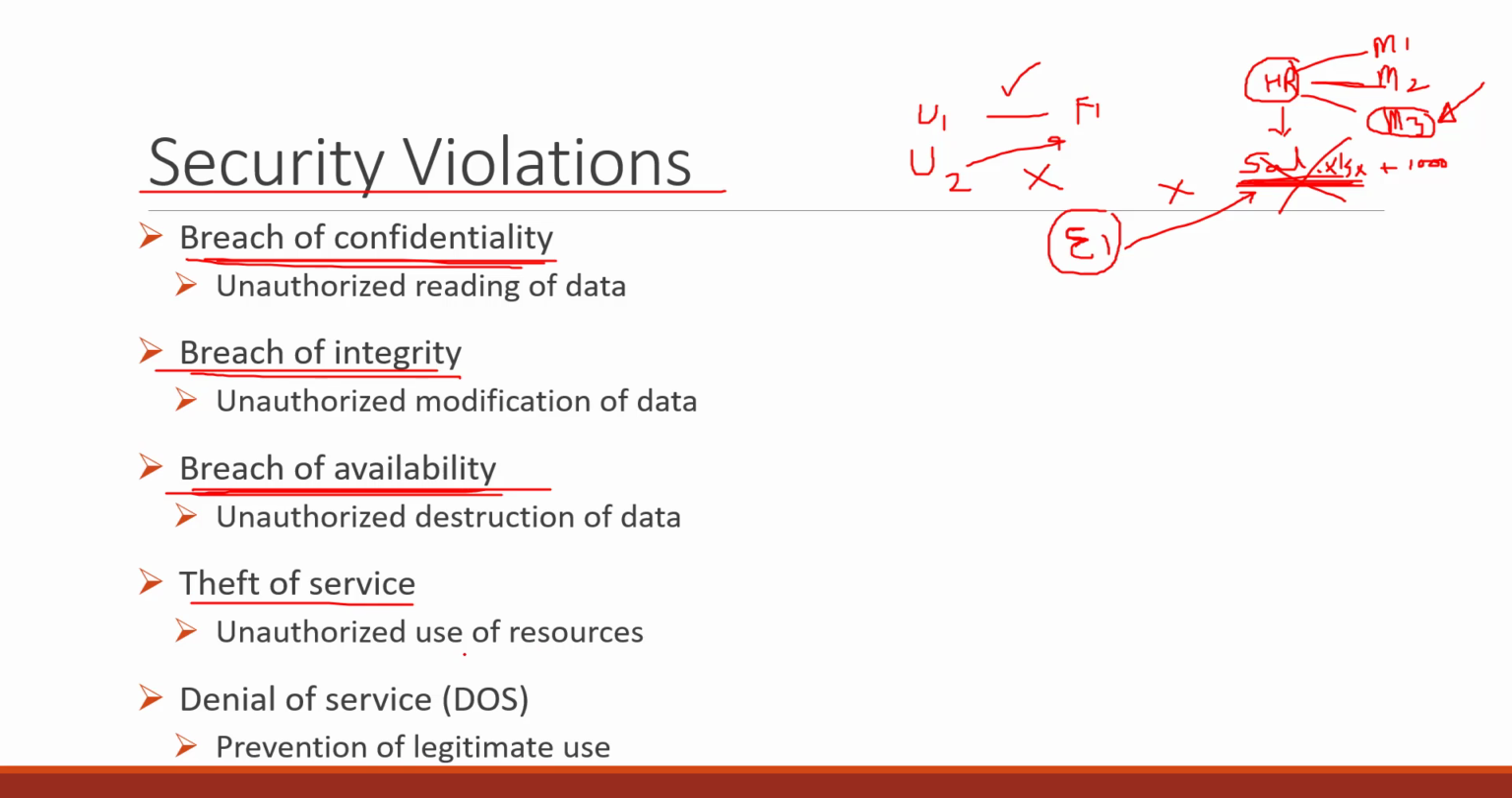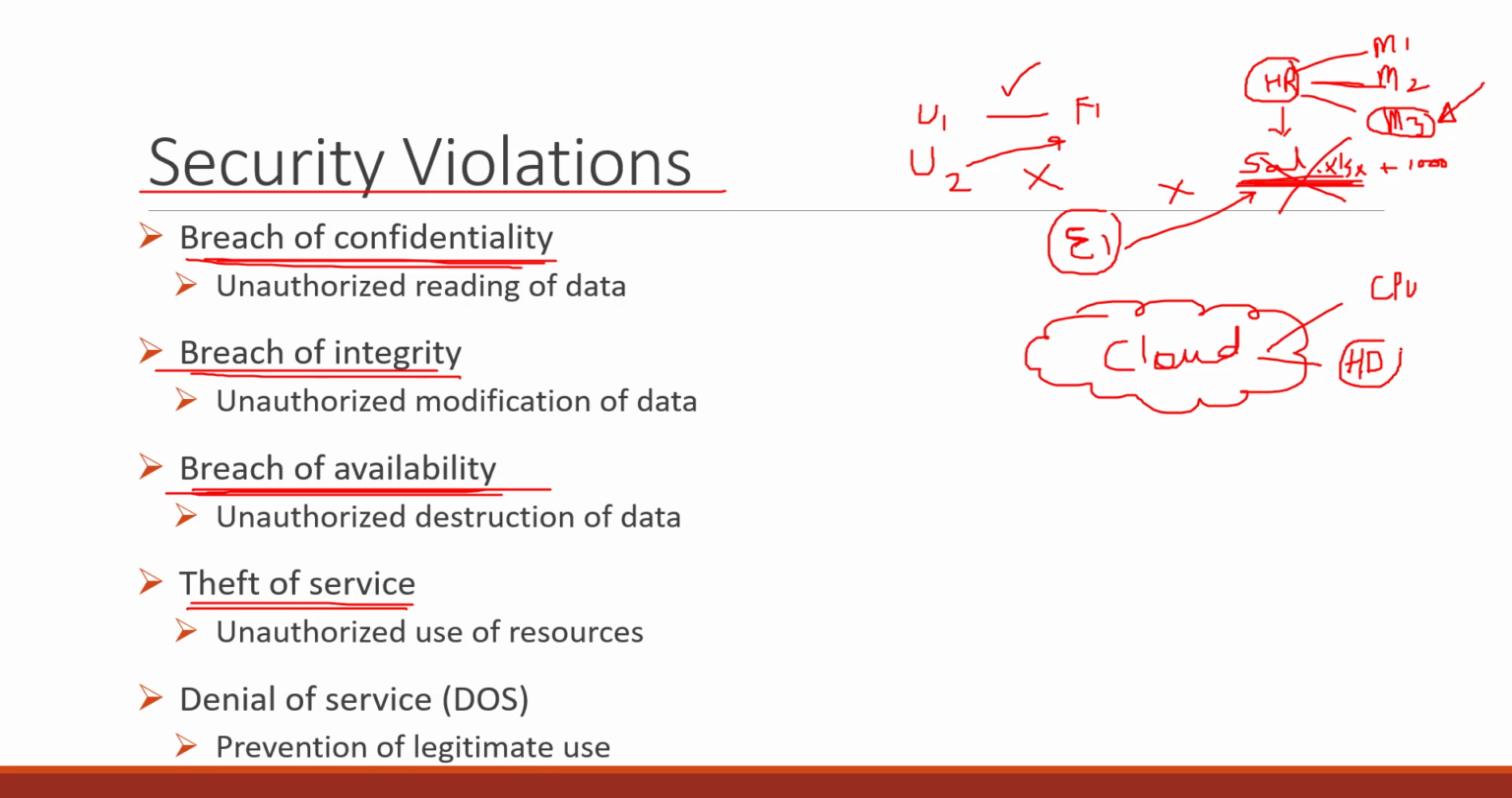Theft of service, unauthorized use of resource. Now this is pretty common these days because of the cloud, because of cloud resources. So we have cloud computing. On cloud you can have a lot of resources, so a lot of companies are using the CPUs, the hard drive in the cloud, right? So you might be using Dropbox or Google Drive or OneDrive. So what they are doing is they are giving you hard disk space on their cloud, and you can save your data over there, and you can go anywhere in the world and can still use that data.